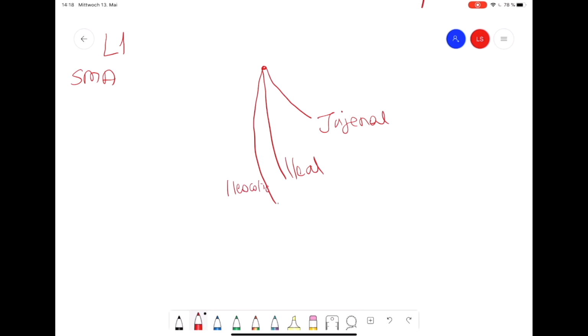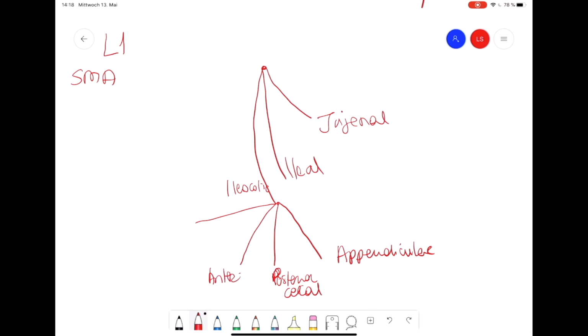and the ileocolic will further divide into other branches, into four exactly, which are appendicular, anterior and posterior cecal, and ascending colic. So we have here appendicular, which, as the word says, provides blood supply to the appendix, and we have a posterior cecal, anterior cecal, which provide the blood supply to the cecum, and this is the ascending colic.